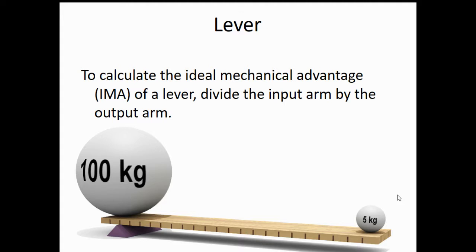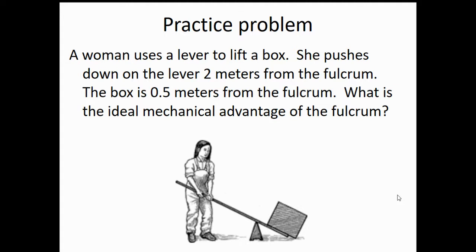Now, we can use levers to figure out and calculate ideal mechanical advantage. To do that, we're going to be dividing the input arm by the output arm. So here we have an example that we can use to figure out the ideal mechanical advantage.